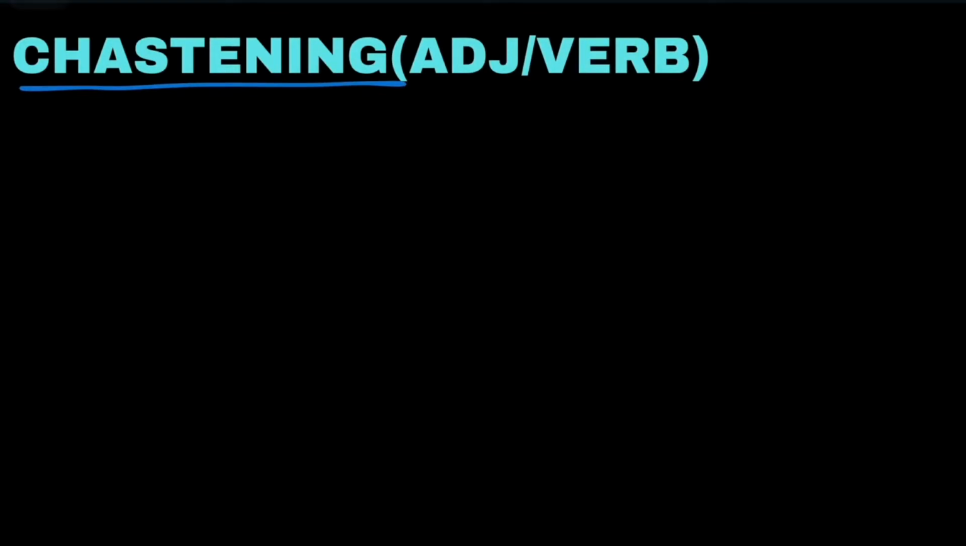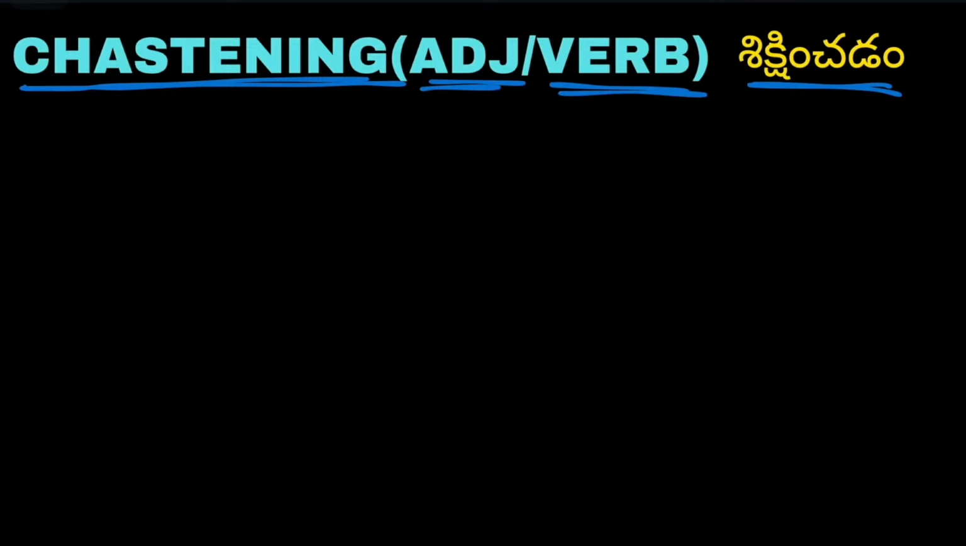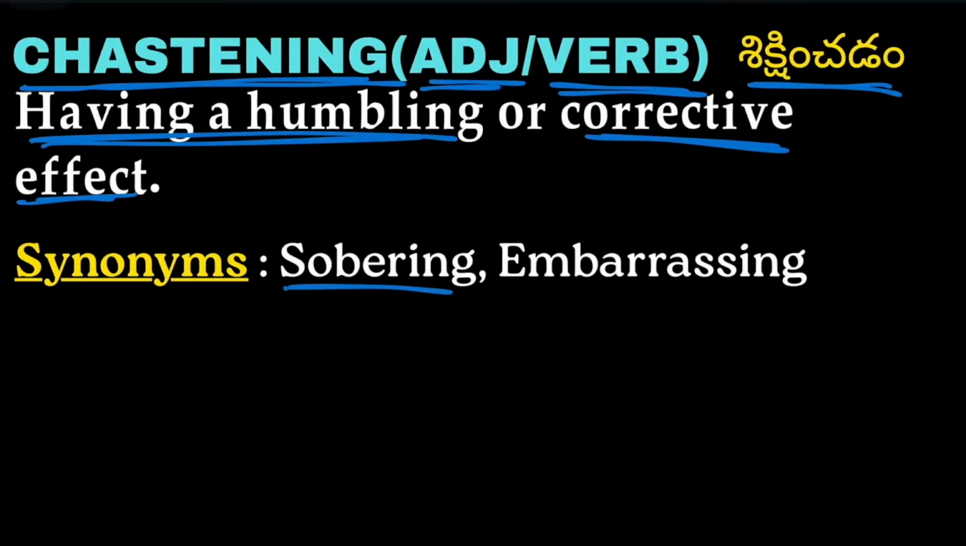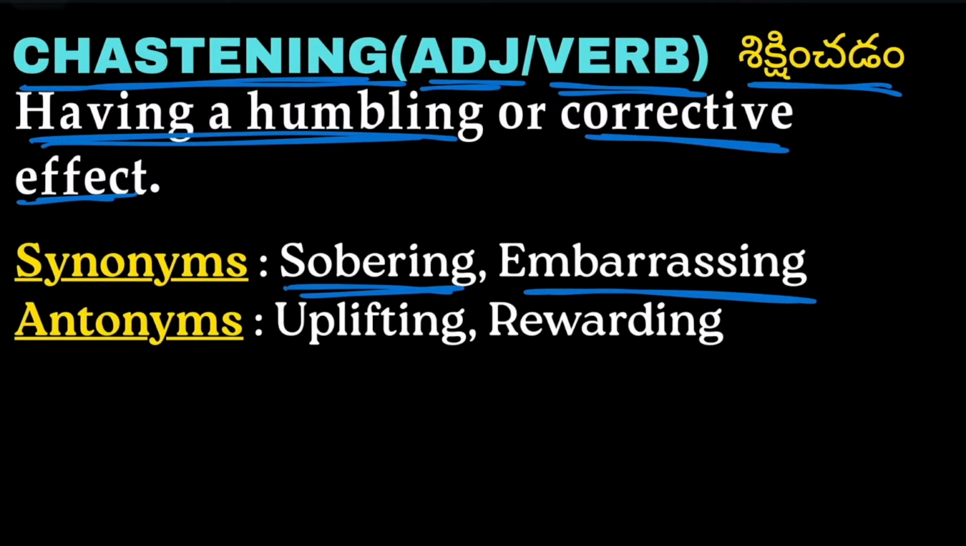And the next word we have chastening. The next word is chastening and it acts as an adjective or a verb. It acts as an adjective or a verb and it means శిక్షించడం, శిక్షించడం, punishing. Having a humbling or corrective effect is called as chastening. Synonyms: sobering, embarrassing. Sobering and embarrassing are the synonyms of chastening. Opposite words are uplifting, rewarding. Uplifting and rewarding are the opposite of the word chastening.